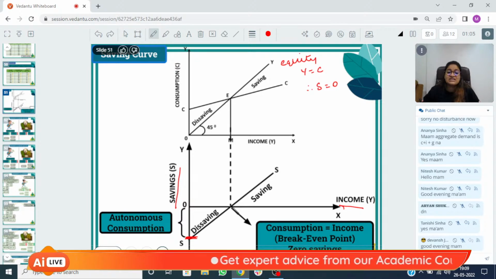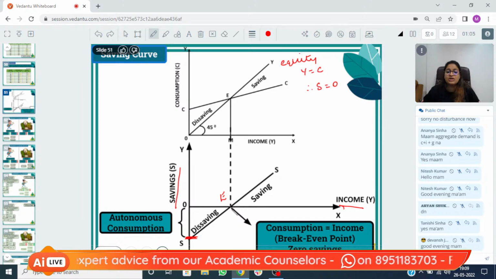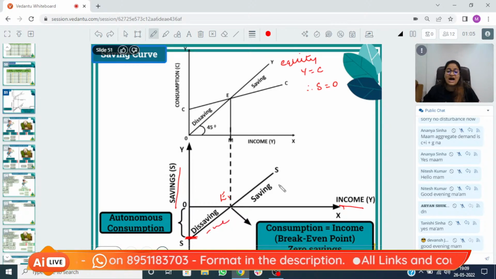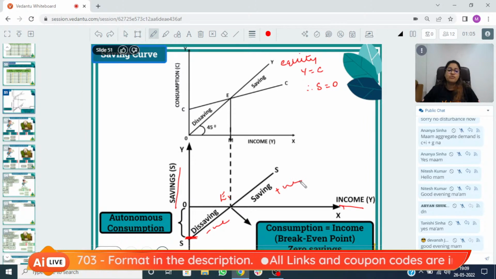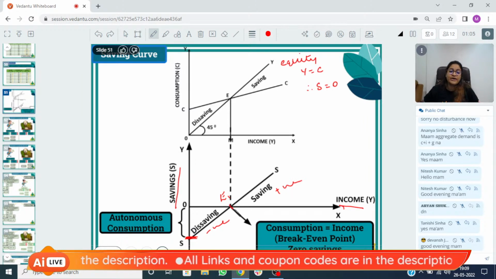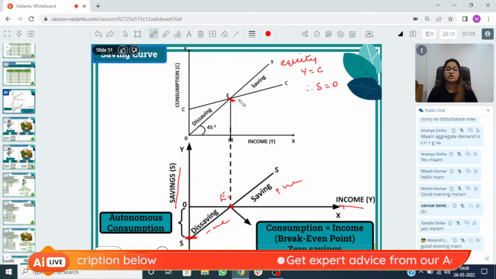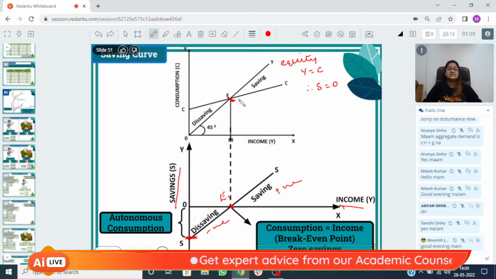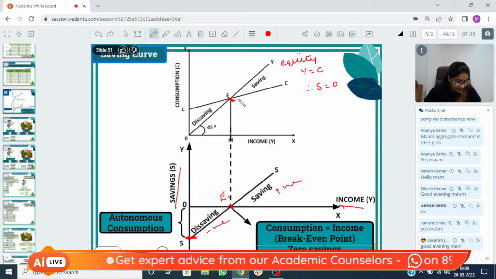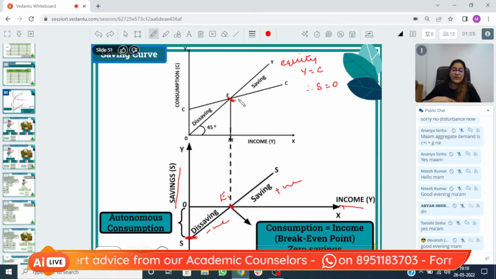Where does the savings start from? After point E. We have taken a perpendicular on this y-axis. So before E1, there is negative savings. After E1, savings become positive. This is the break-even point. This is also the break-even point. Correct, everyone? Understood? How do we draw it? First we will draw the consumption curve, then we will draw the savings curve using the consumption curve. Easy peasy lemon squeezy.